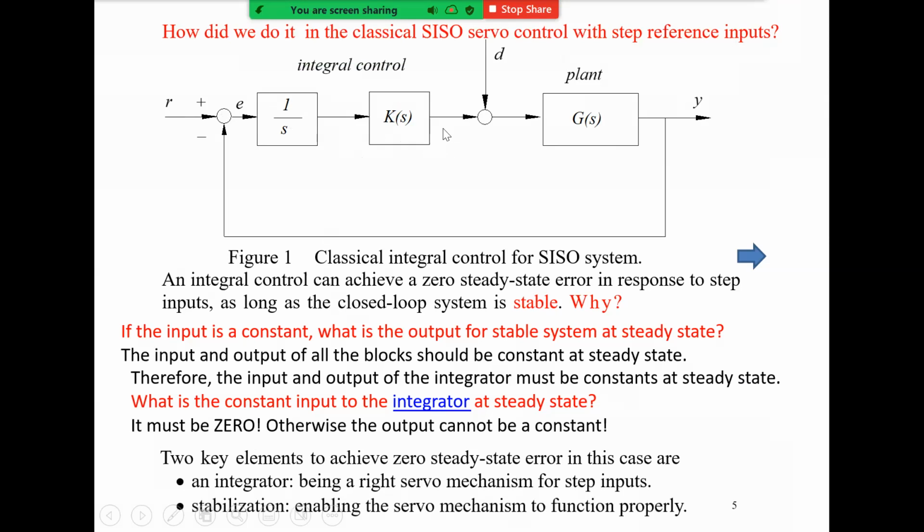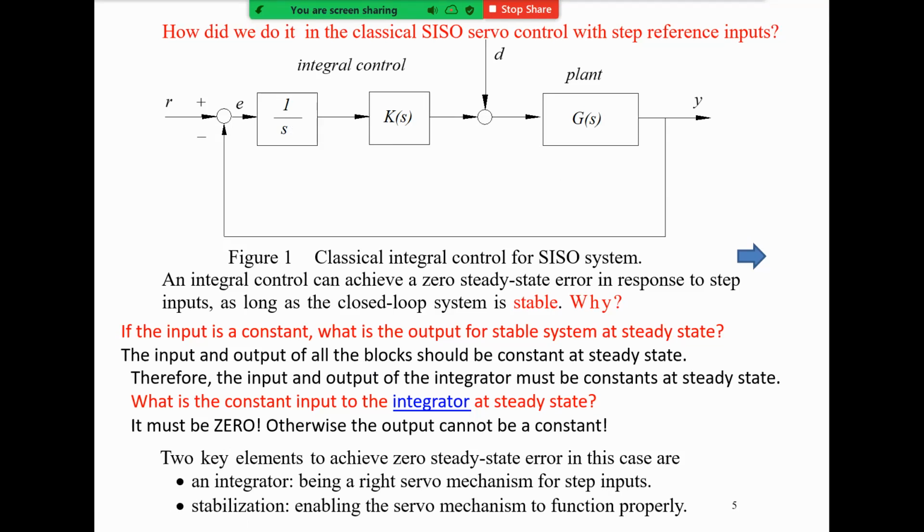Now, another also very important factor is the whole system or the closed loop has to be stable, right? If the closed loop is unstable, we cannot make any judgment because the signal may blow up. If the signal blows up, of course, the input may not be zero, right? The system has to be stable. Okay, so there are two elements to make it work. We have to have our integrator in the control system, and we have to make sure that the whole closed loop is stable. Okay, any questions?